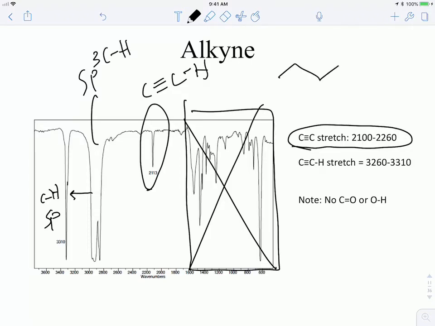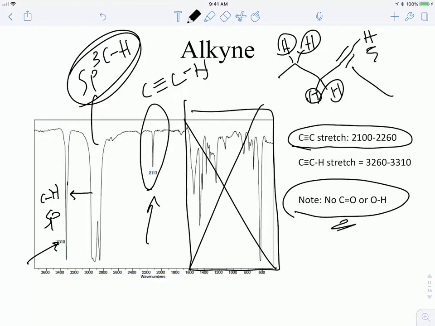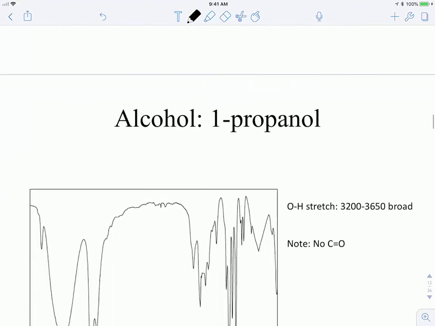So let's say this molecule was this, for example. All of these CH bonds, this one and this one and this one and this one are all going to show up here. This single CH bond is going to show up here, and then our carbon-carbon triple bond is going to show up here. A lot of infrared spectroscopy is a process of elimination. So there's no double bonds, there's no OHs, so that allows us to eliminate or exclude a lot of functional groups that I listed before I started going over these spectra.